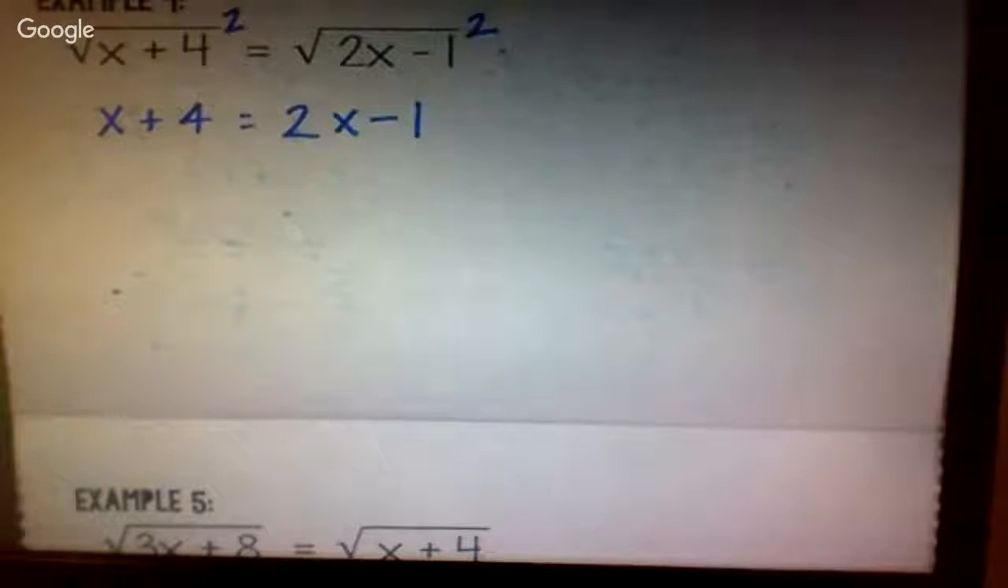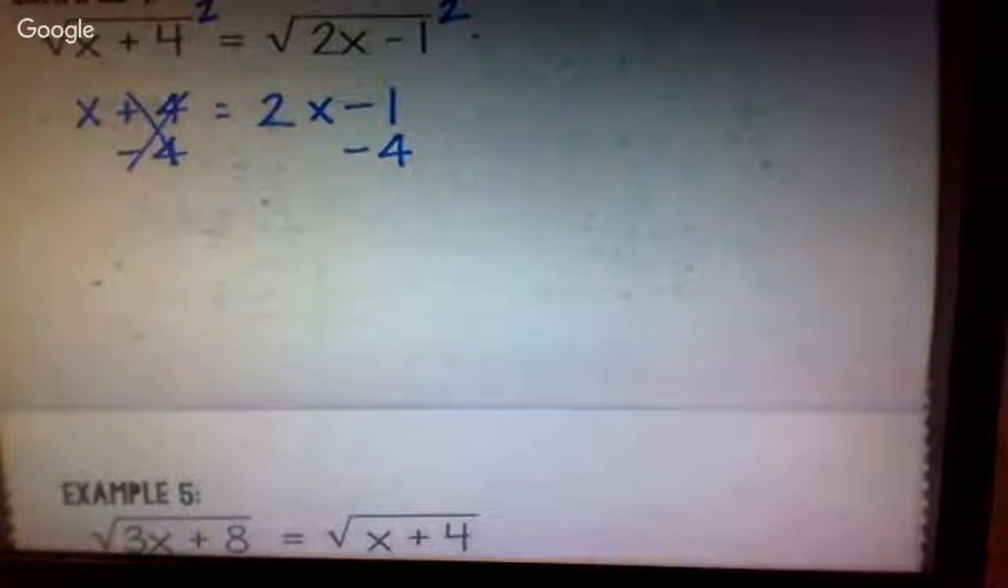If I square both sides, I'm left with x plus 4 equals 2x minus 1. When you square both sides, all that does is get rid of your square roots and you're left with everything underneath. Now we solve it like a regular equation. What would you like to move first? The 4. So if I move the 4, it becomes a negative. Your 4 goes with your 1 on the other side.